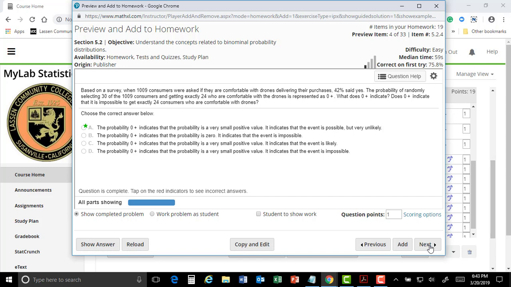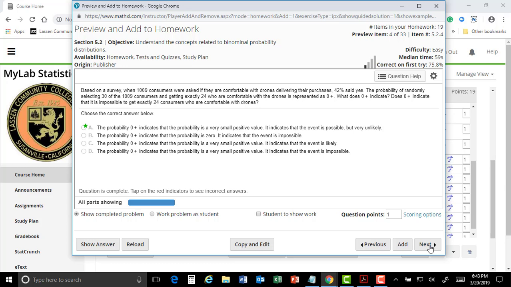So now we have a survey of 1,000 customers, and we were asked to see if they're comfortable with drones, and they said 42% yes. And the probability of selecting 30 of those 1,000, you imagine how big that number is going to be. You got 1,000 people, and you want to know how many unique bundles of 30 you can make out of them, right?